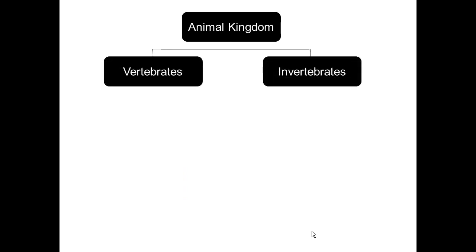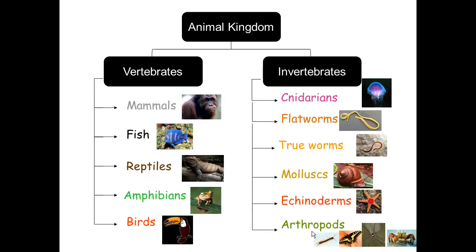So now, again, let's make a big recap. The animal kingdom can be subdivided into 2 big groups, vertebrates and invertebrates. The difference between these 2 groups is that vertebrates have a backbone, invertebrates don't. Each group can be subdivided into other groups. In vertebrates, we have 5 groups: mammals, fish, reptiles, amphibians, and birds. In invertebrates, instead, we have cnidarians, flatworms, true worms, mollusks, echinoderms, and arthropods. Okay, this is a big recap of today's lesson.